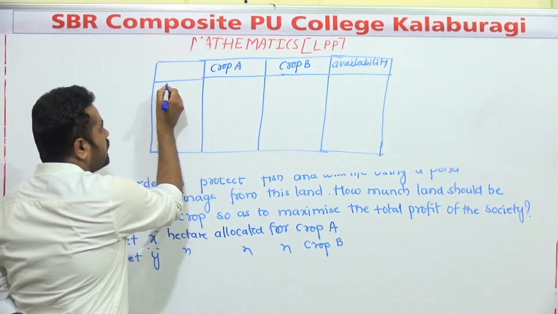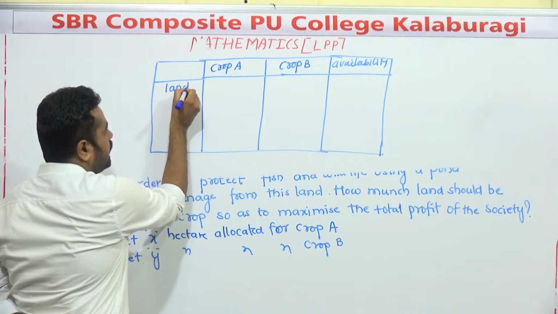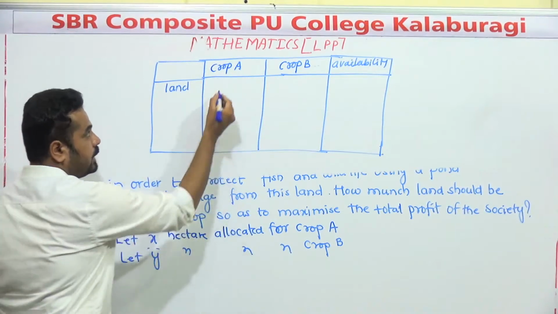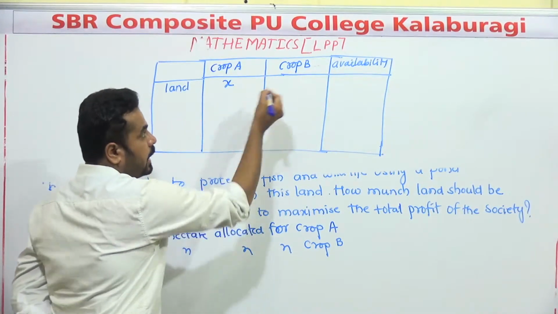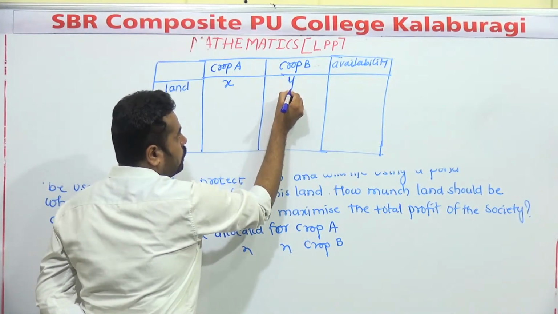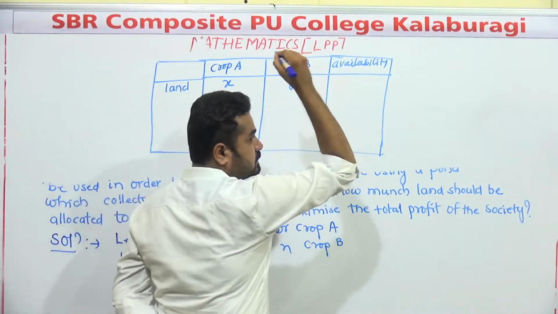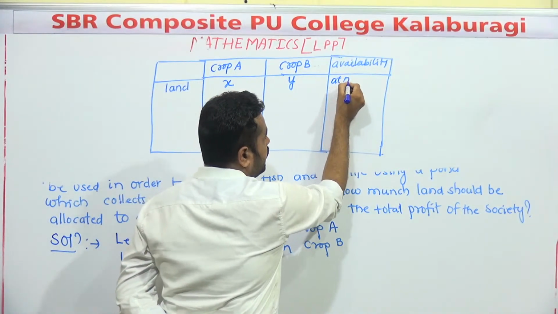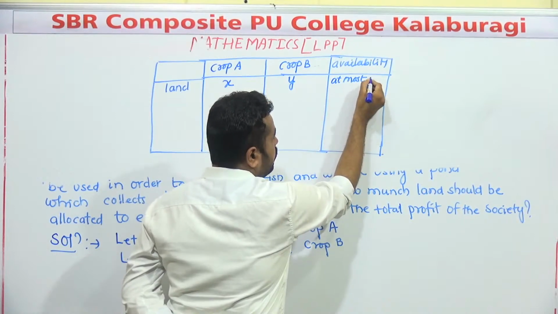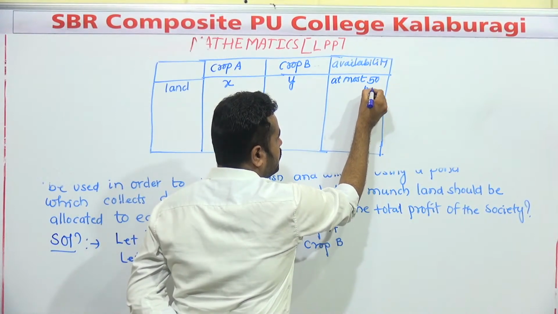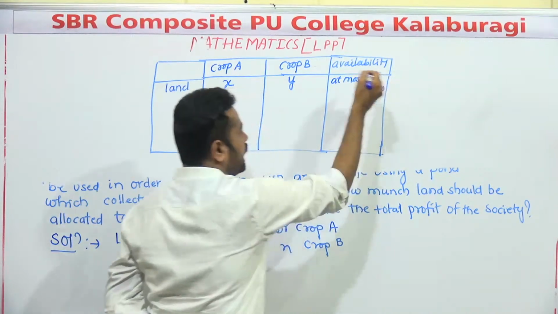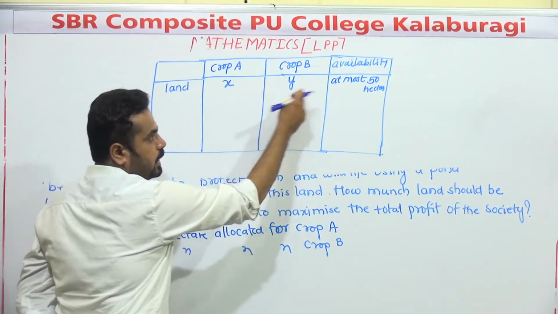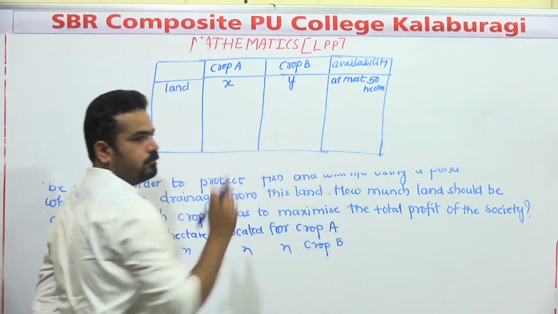Therefore, the first constraint is for the land. How much land is allocated for crop A? We have taken this as x, and for crop B it is y. What is the highest land it has? At most 50 hectares. Therefore, the sum of these two should be at most, meaning less than or equal to 50.